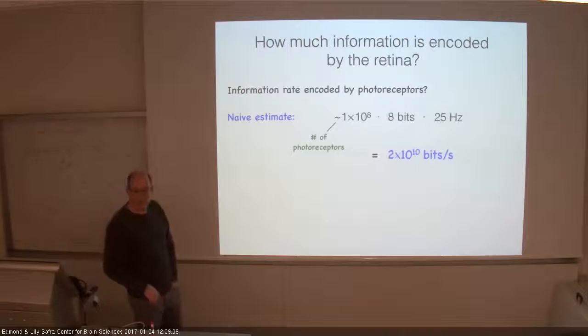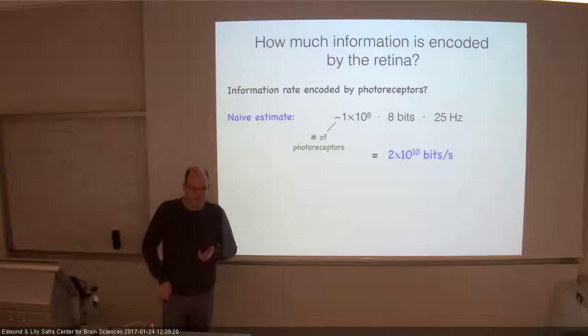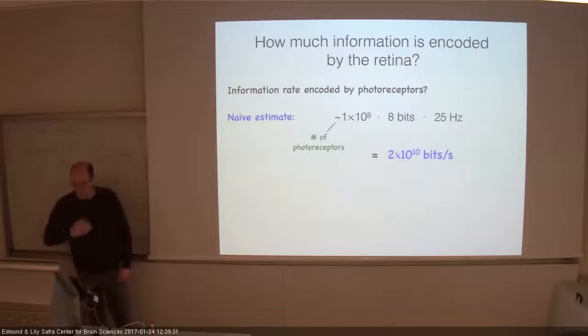Again, I just pointed out what I would look at in order to try to estimate. I would look at the range of the voltage of the photoreceptor and what the amount of noise is. That would tell me what the resolution is. If the ratio is 256, that would say 8 bits. Anyway, we get a bit rate of about 10 to the 10 bits per second.